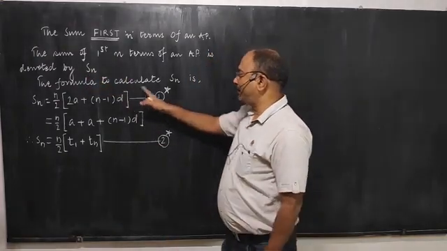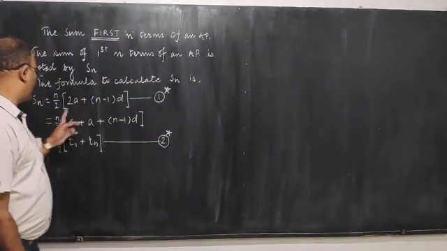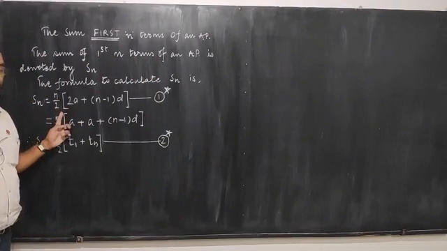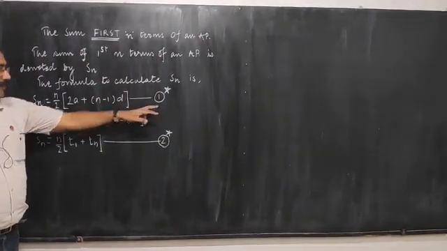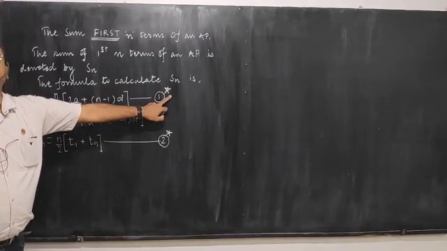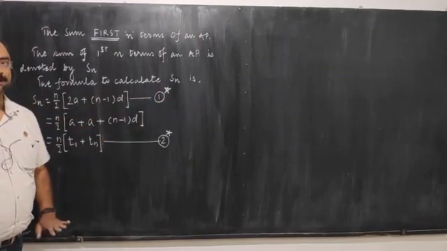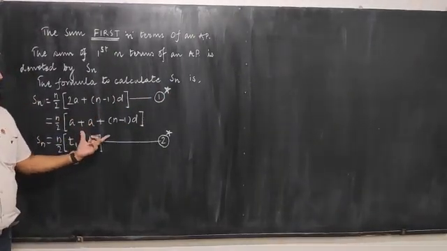Okay. The formula to calculate Sn is equal to n upon 2 into bracket twice a plus n minus 1 into d. I have put a star here because this formula is mainly used to solve the examples. But the same formula can be modified to this formula also.